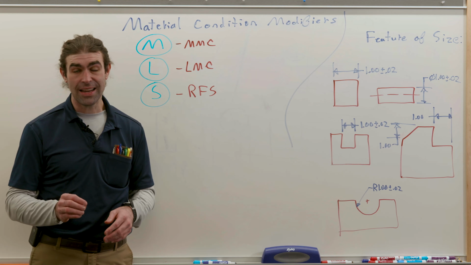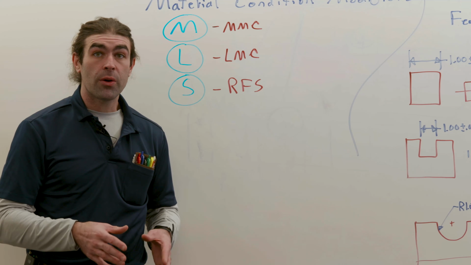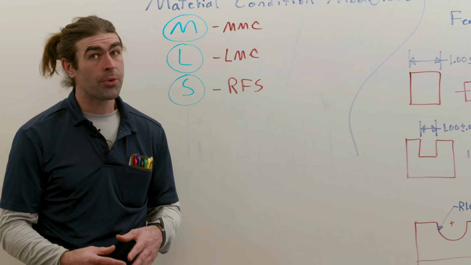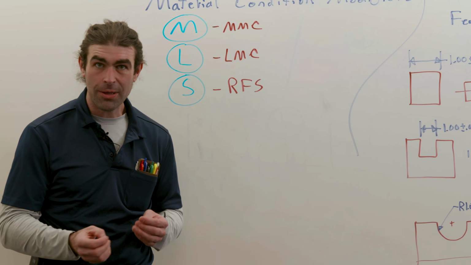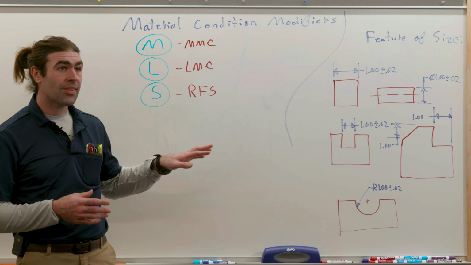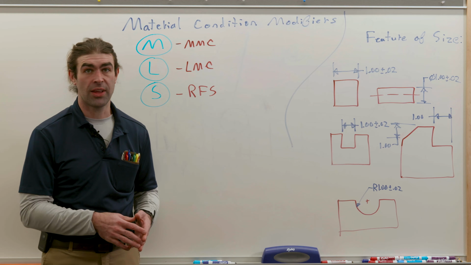RFS does not have a symbol because it is the default requirement for feature control frames applied to features of size. So what's a feature of size? I talked about it a little bit before. Let's go in a little bit more depth. A feature of size is something with opposable points that can be measured. So let me give you some examples.